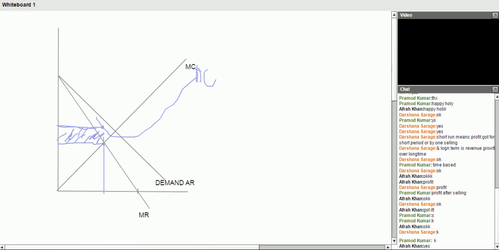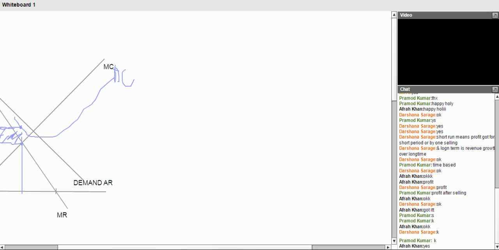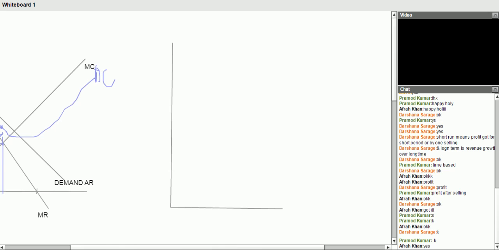So this is in the short run. Now comes the long run. Now what is going to happen in the long run? So in the long run also the things will remain the same. Only the position of average cost is going to change, and which will change the nature of profit. Okay. So again same thing.